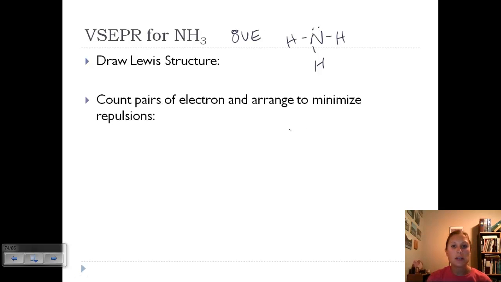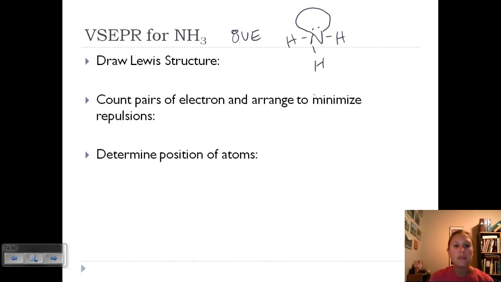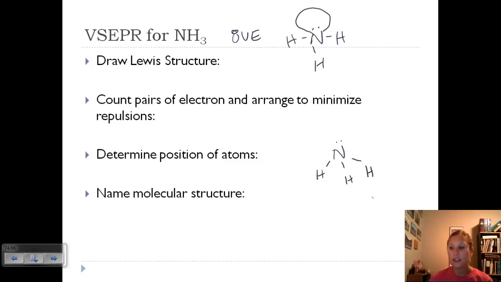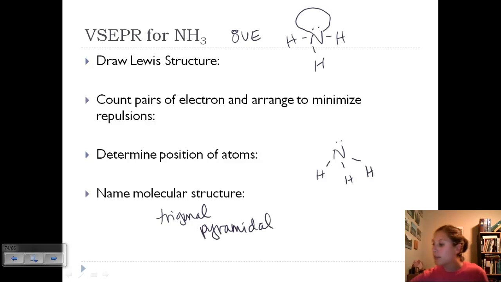Then we count the pairs of electrons and arrange to minimize the repulsions. Here we've got 3 bonded pairs and 1 lone pair, and that lone pair is going to take up a lot of space, pushing all those hydrogens down. Then we determine the position of the atoms, and because that lone pair pushes everything down so much, we should get something like that. Then we need to determine the name of the structure, and this is called trigonal pyramidal.